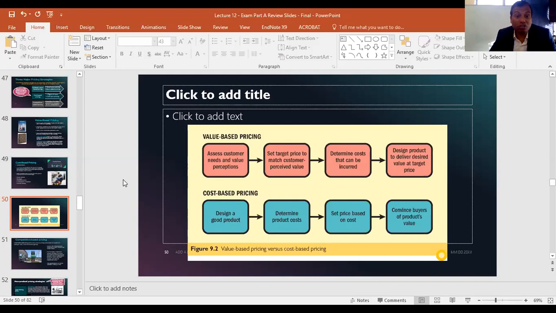So cost-based pricing is a forward-looking one. I'm doing this and I'm just pushing forward. Whereas value-based pricing is the backward one. First look at the customer's needs, how much they can pay, and then go back to the organization, do the activities, lower the cost, and finally offer that product at that particular price. So one is forward-looking, whereas the other is backward-looking.